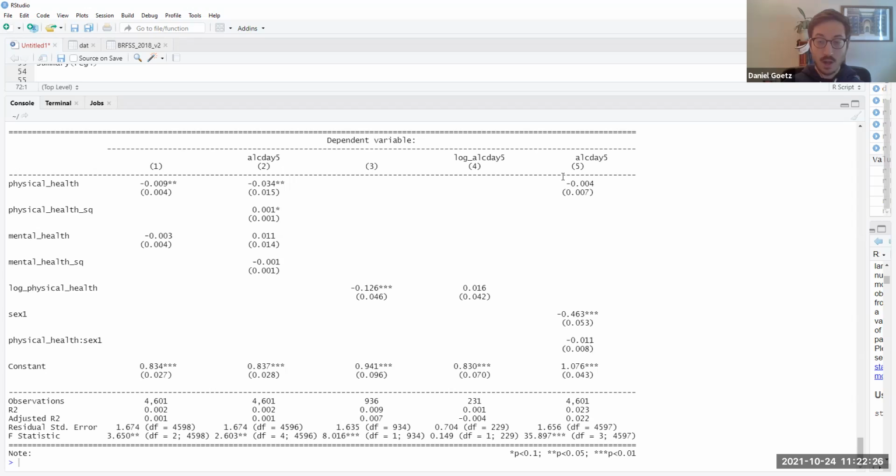And then finally, for ALK day 5, with the interaction term, you can see here's kind of the main effect of physical health. And looking down, here's the main effect of gender and the interaction term. So the extra effect of poor physical health days on drinking for women, right? For sex1 equals 1. Okay. And we're back up to our 4,600 observations.